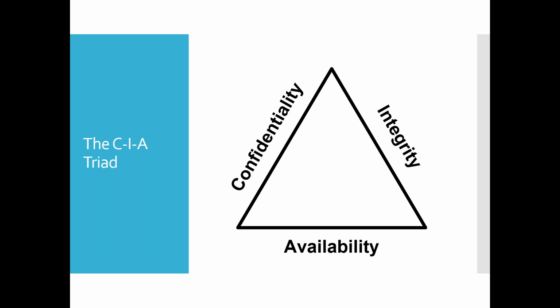And availability is one of those topics that security professionals tend to forget, maybe on purpose, because they like to lock things down. And I've certainly been guilty of it as a security professional. It's the idea that the system is available to perform the functions that are needed by the users.